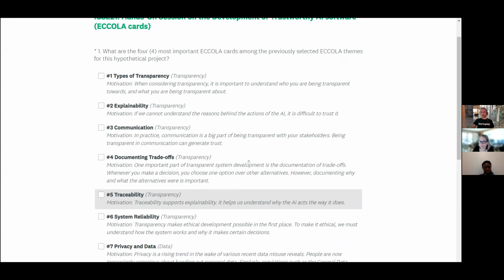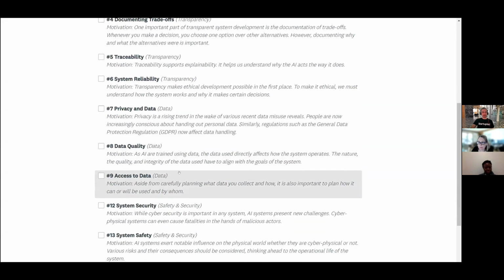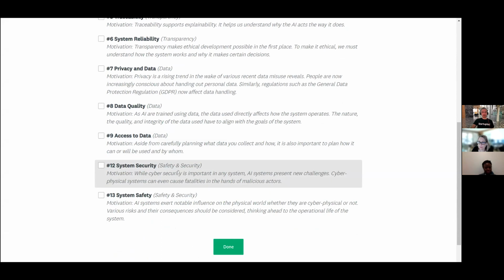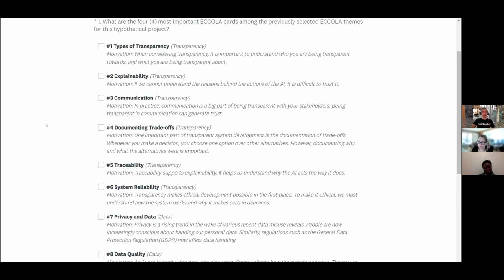So I will open the survey. Can you see my screen? So we are here with transparency. We are given 6 cards. With data, we have 3 cards, and with systems safety and security, we have 2 cards to select from. So I will give you some time to read the cards and card descriptions. We have a short motivation on each card.